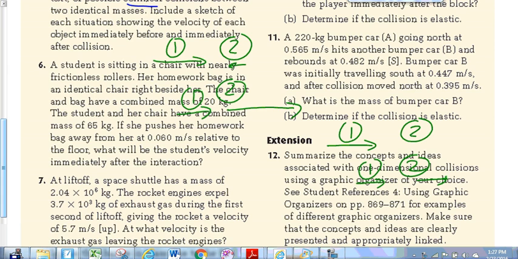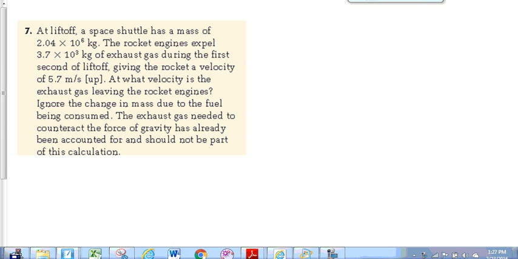All right, what's our next question, number 7? It says a liftoff, a space shuttle has a mass of 2.04 times 10 to the 6 kilograms. The rocket engine expels 3,700 kilograms of exhaust gas during the first second of liftoff.